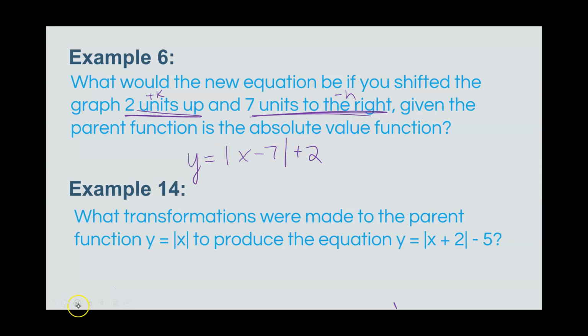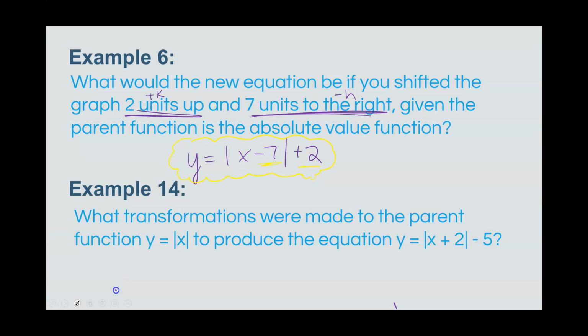If you got the 7 and the 2 backwards, that means you were just reading it left to right. Next time pay close attention to the words. So 2 units up was your K, which is right here. And then 7 units to the right is your H right there. Just remember H comes before K in the alphabet, so it should come before the K number.